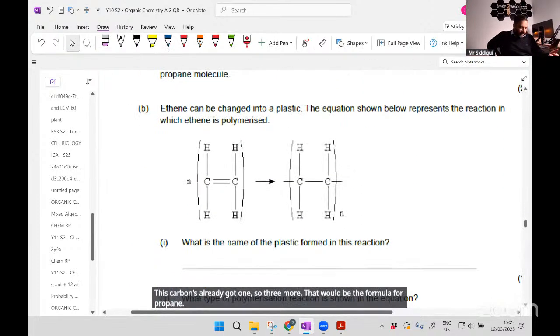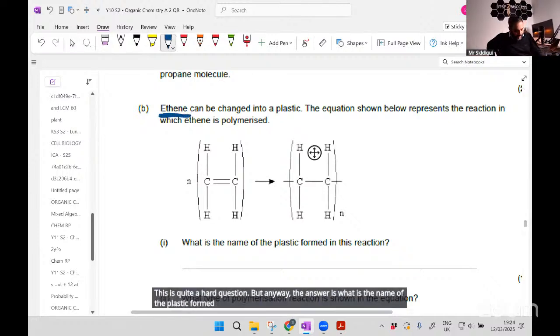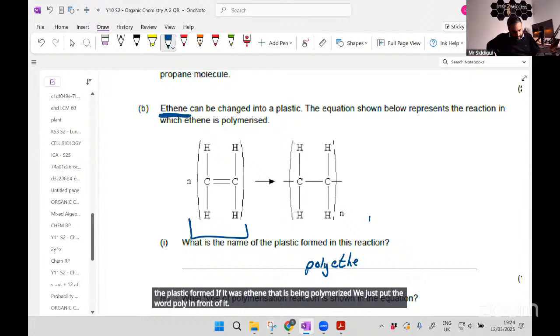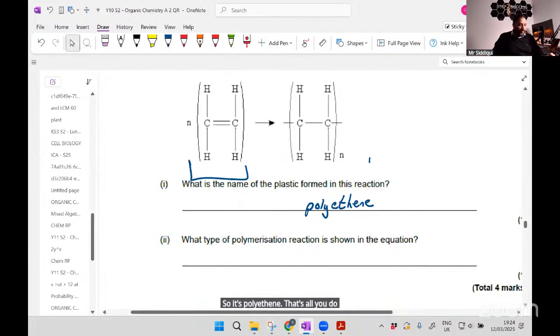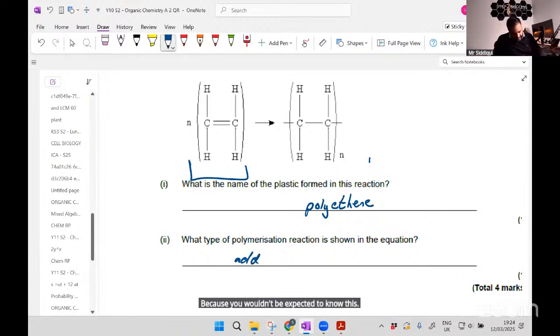This is quite a hard question, but anyway, the answer is, what is the name of the plastic formed? If it was ethene that is being polymerized, we just put the word poly in front of it. So it's polyethene. That's all you do. What type of polymerization? I think the answer to this is addition polymerization, but I'll just double check because you wouldn't be expected to know this really. But that's what it is. It's called addition polymerization.